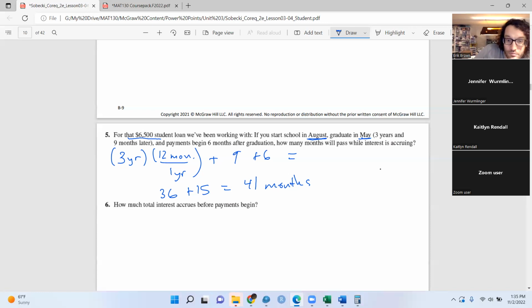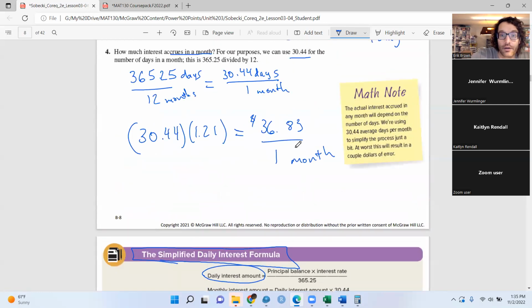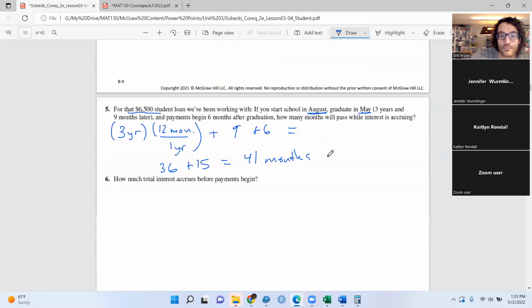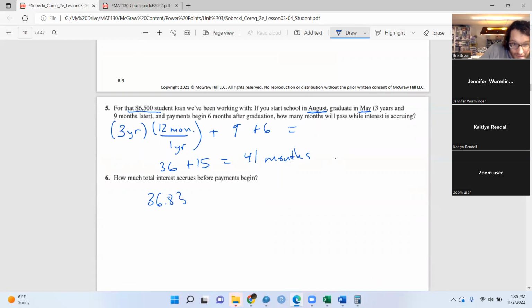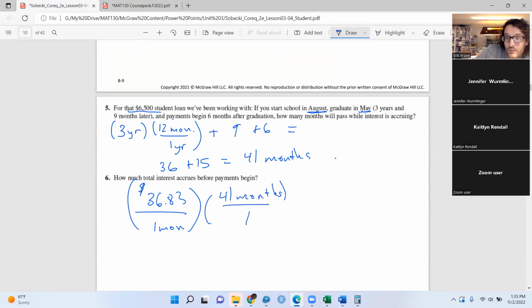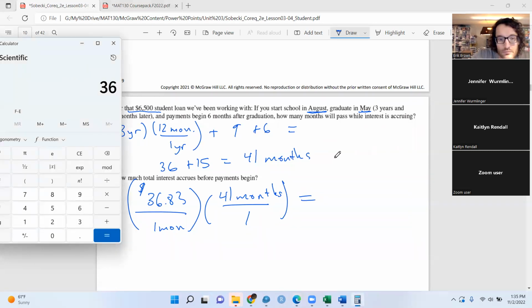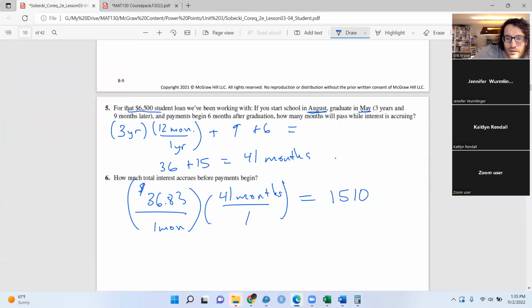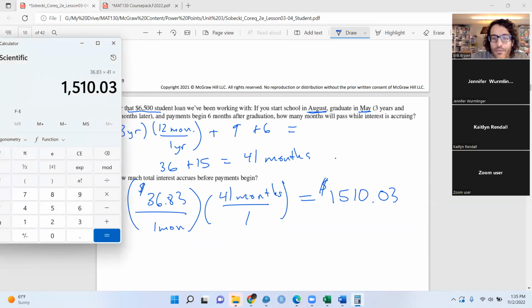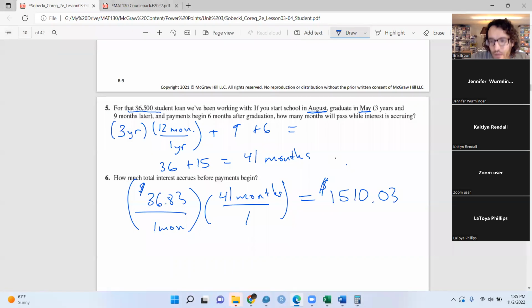Okay, how much interest will accrue before payments begin? Well, it's this 41 months times the monthly interest rate that we calculated here, $36.83 per 1 month, times our 41 months. Oops. What do we get here? Yikes. $1,510.03. So you get charged this much extra money because you didn't have the money to pay for your bill when you started school.